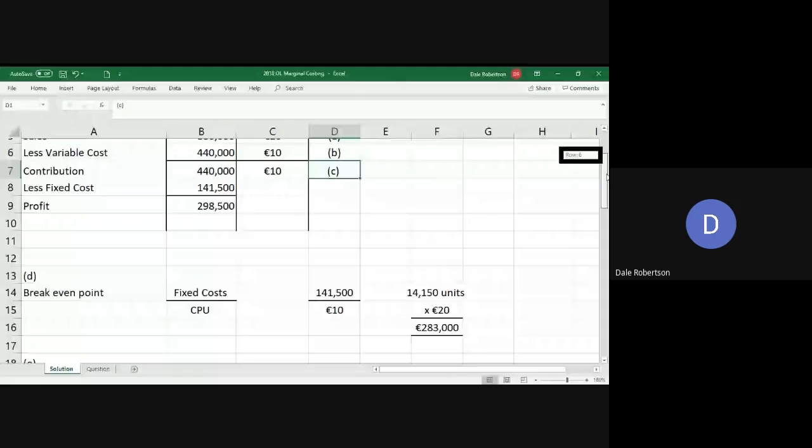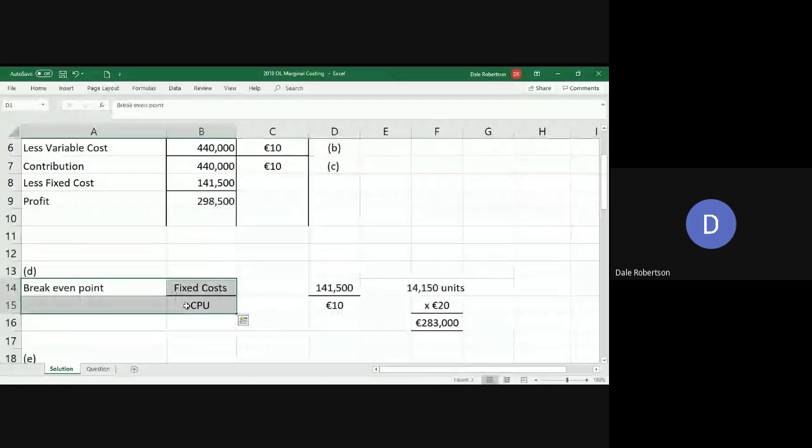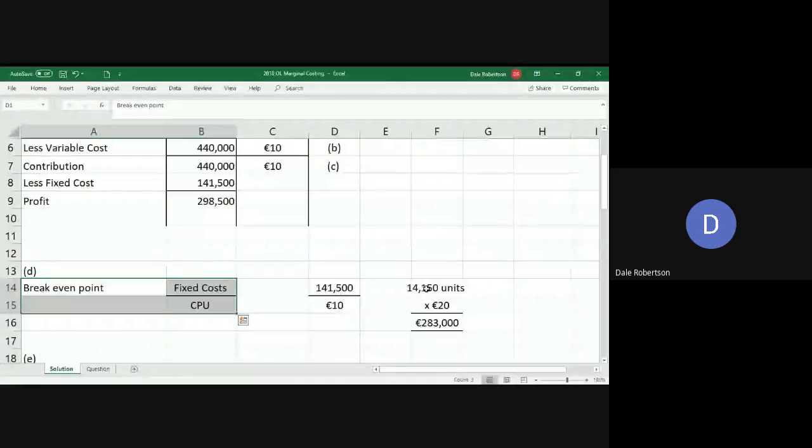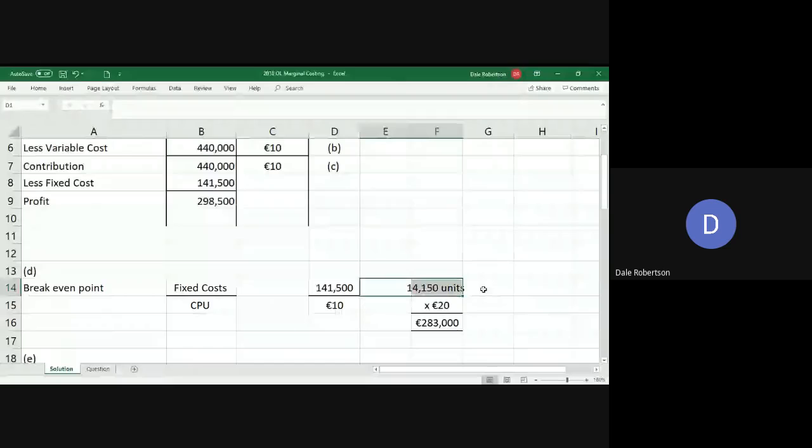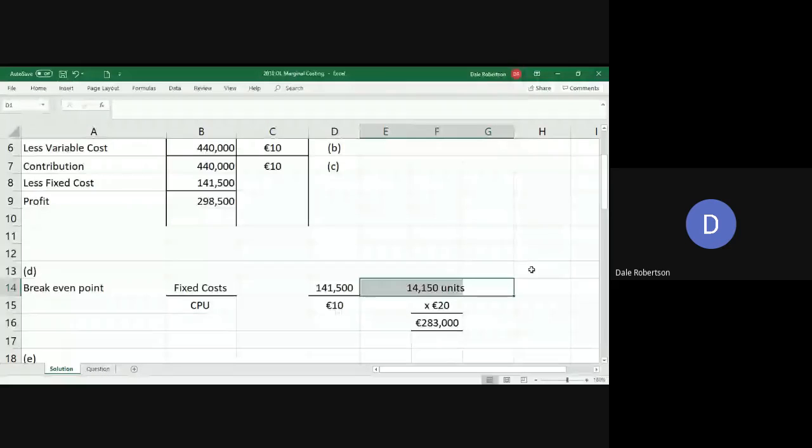I'm going to bring this down here and show you this formula. The contribution per unit. Fixed costs are 141,500. If you divide by the €10 from each cap, which contributes towards covering that, that means that your break-even point is 14,150 caps. The first 14,150 caps just go towards covering your fixed cost.